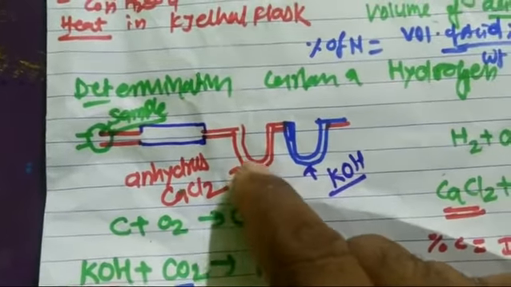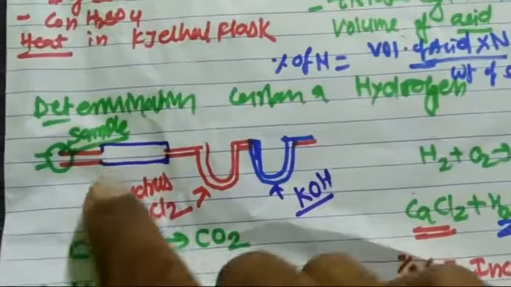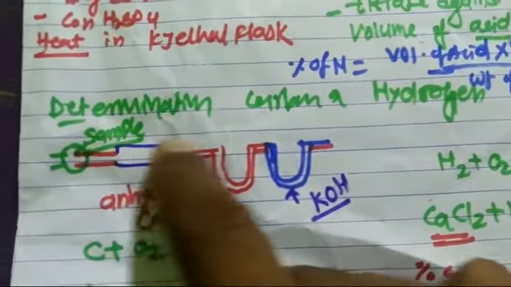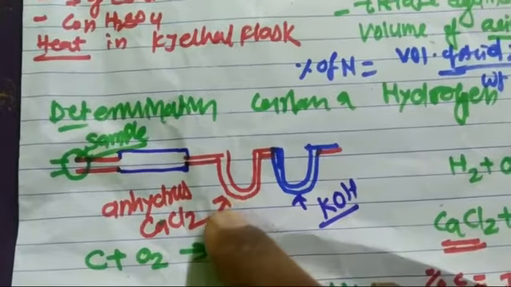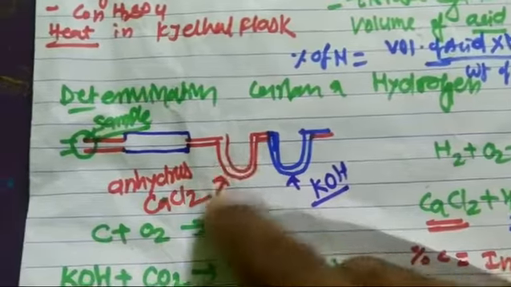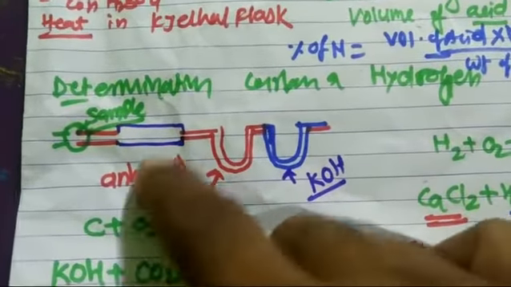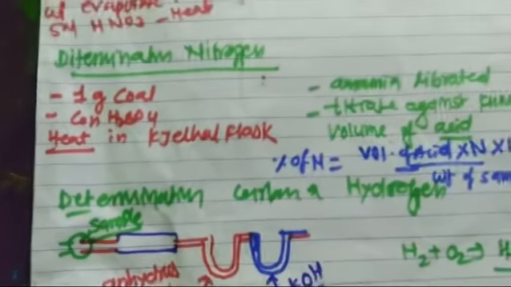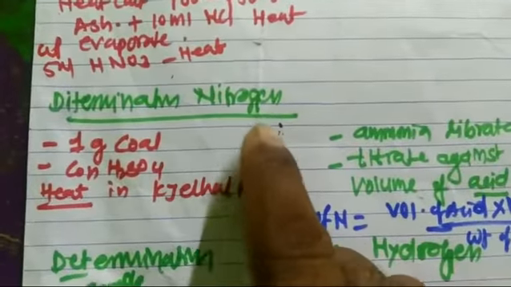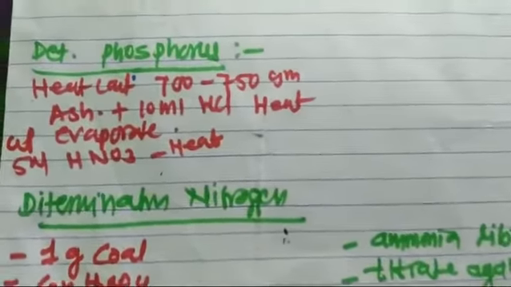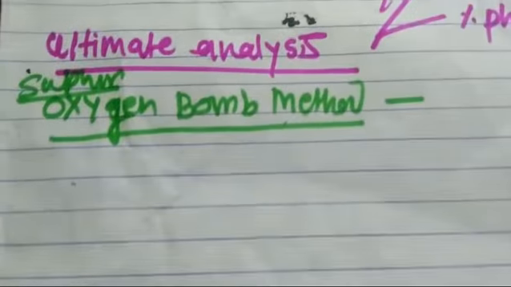Next CaCl2. When we combust the sample, the hydrogen gas combines with oxygen to form water molecules. This water molecule reacts with CaCl2 and we measure its weight before and after. Then determination of nitrogen: nitrogen is determined by the Kjeldahl method. So this is all about the ultimate analysis.